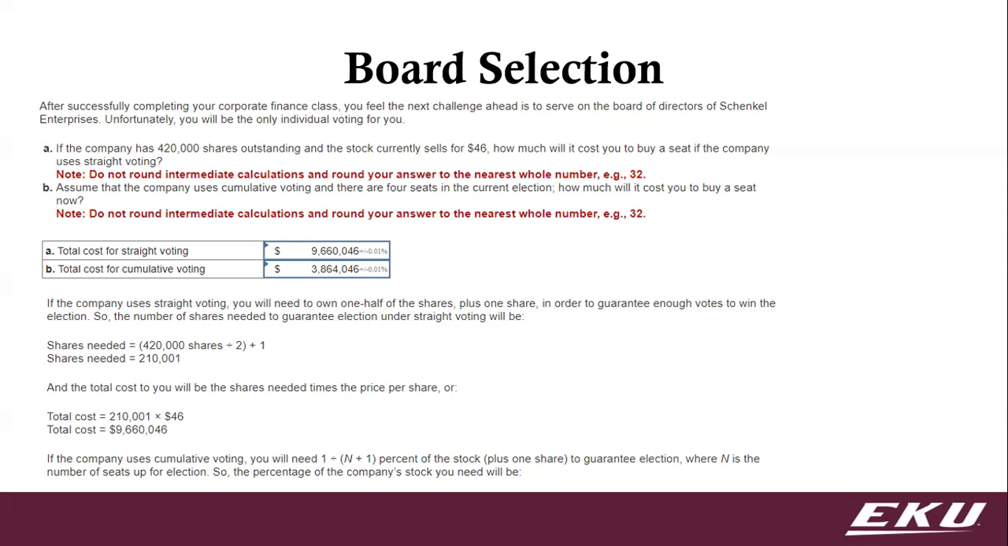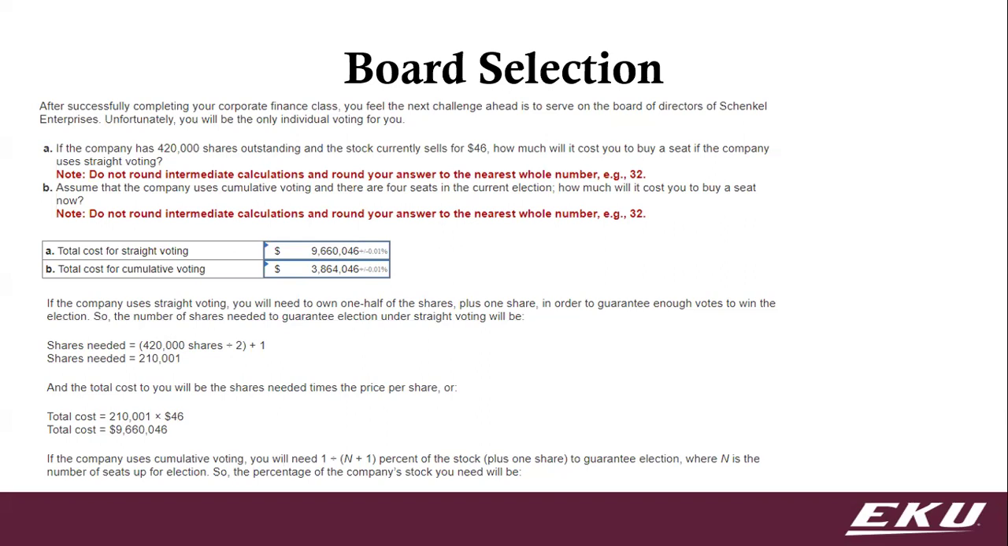And so for the cost of straight voting, we look at the number of shares outstanding, divide that by two, and know, okay, we need to buy that many plus one share because you got to have a little over 50%. And so we can take our current share price, $46, multiply by the number of shares we need, and that gives us the cost for straight voting.